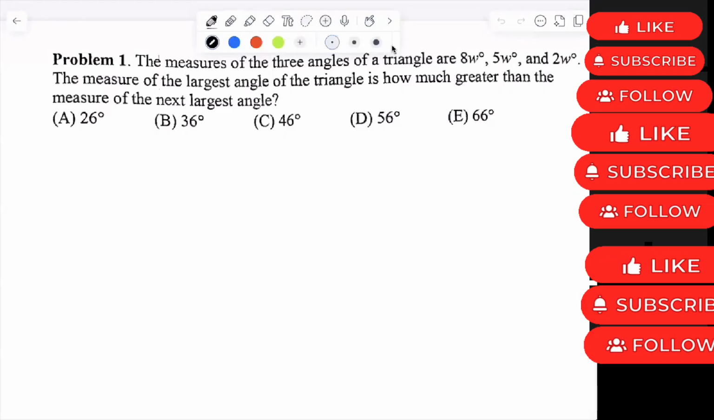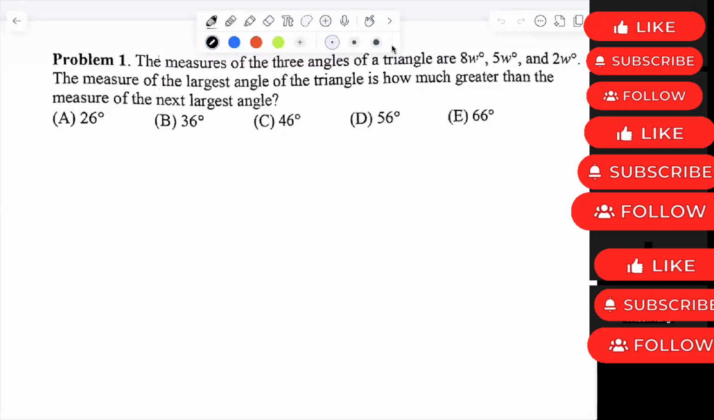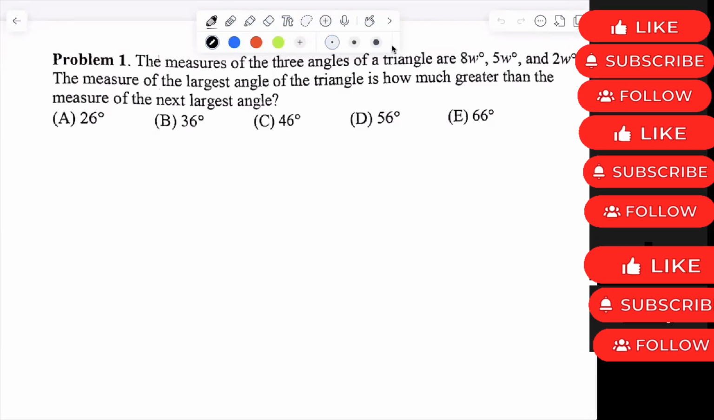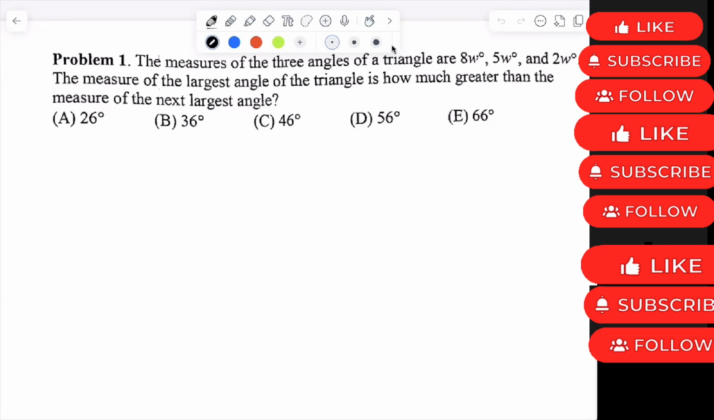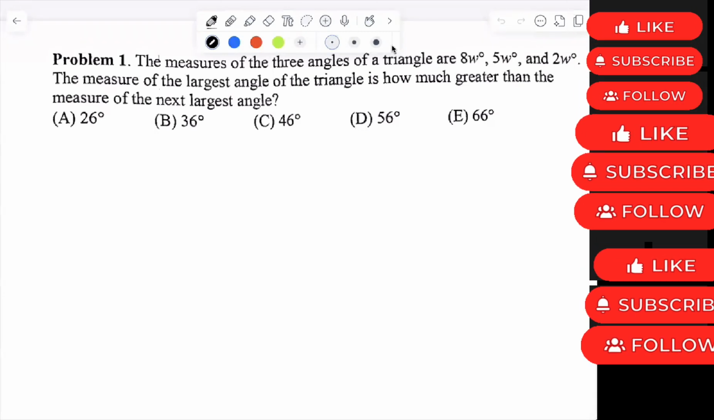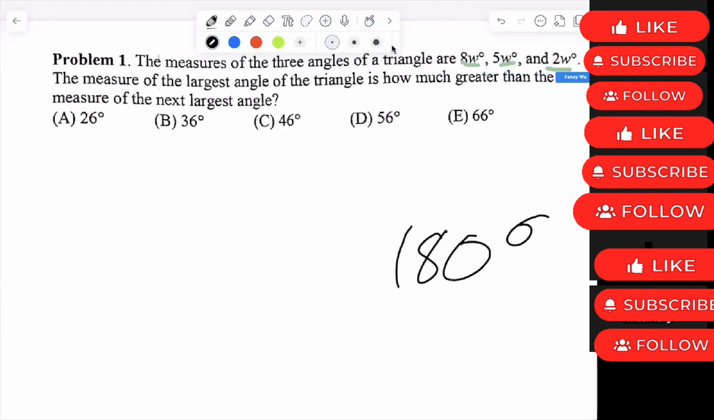angle of the triangle. So notice that we know that W is going to be positive since all of these are in terms of W, and there's no way W is negative or zero, it has to be equal to something positive. Why? Because the sum of the angles of the triangle is 180 degrees, right? Keep that in mind.